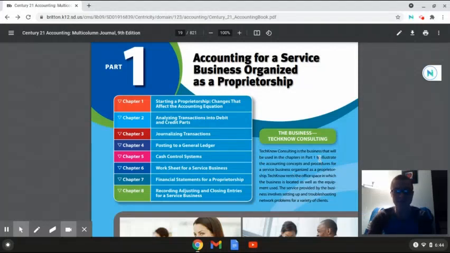And the business that we will be using throughout these first 8 chapters is Techno-Consulting. It says Techno-Consulting is the business that will be used in the chapters in Part 1 to illustrate the accounting concepts and procedures for a service business organized as a proprietorship. Techno rents the office space in which the business is located as well as the equipment used. The service provided by the business involves setting up and troubleshooting network problems for a variety of clients.